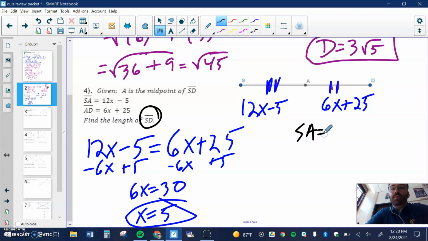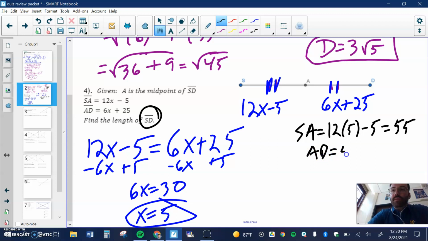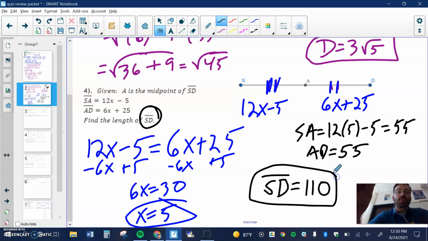So SA equals 12 times 5 minus 5. 12 times 5 is 60. 60 minus 5 is 55. So that means AD is also 55. So that means SD equals 110. All right, I'll pause it there.